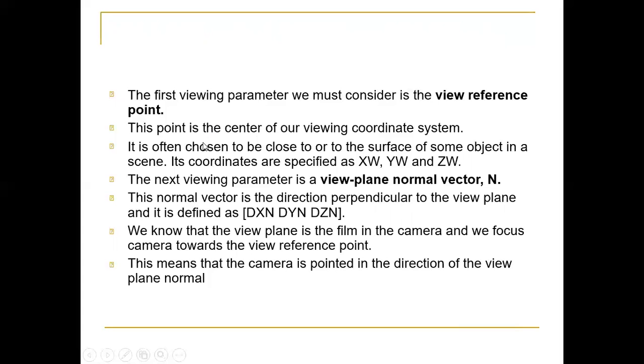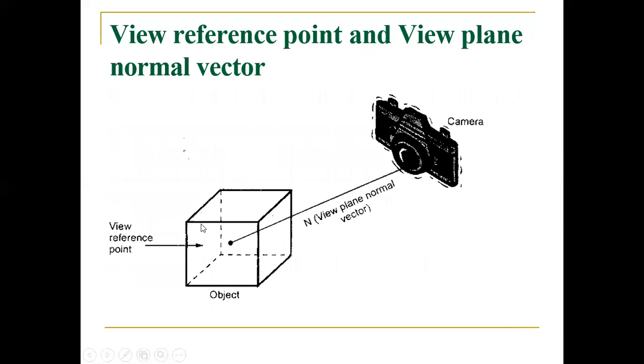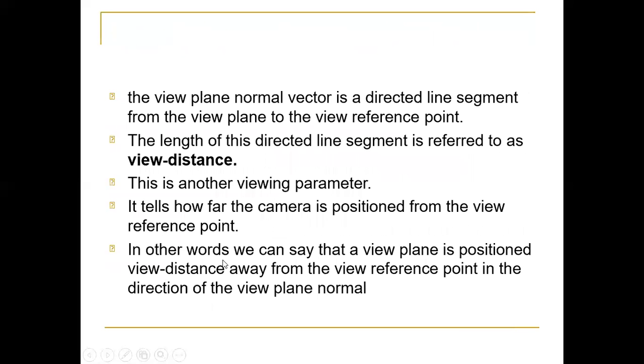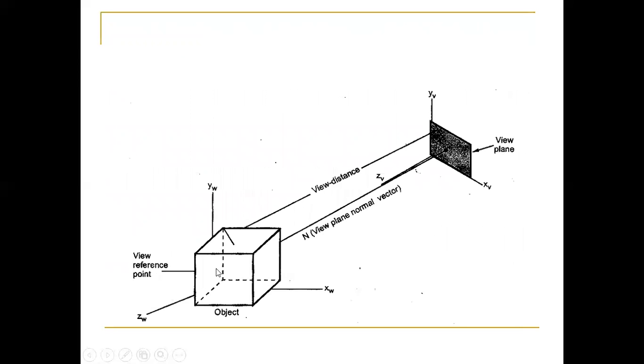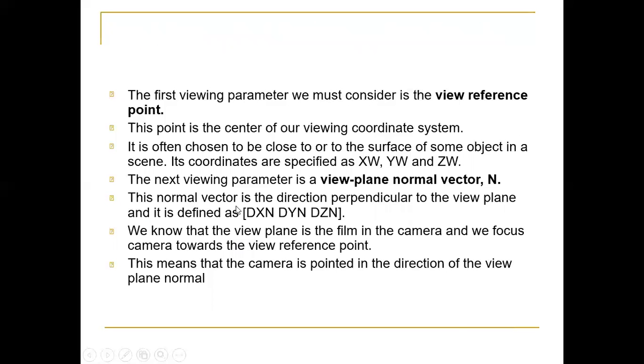This point is often chosen to be close to, or on the surface of, some object in a scene. The view reference point coordinates are represented in terms of the world coordinates. That is why for the view reference point we have xw, yw, and zw.